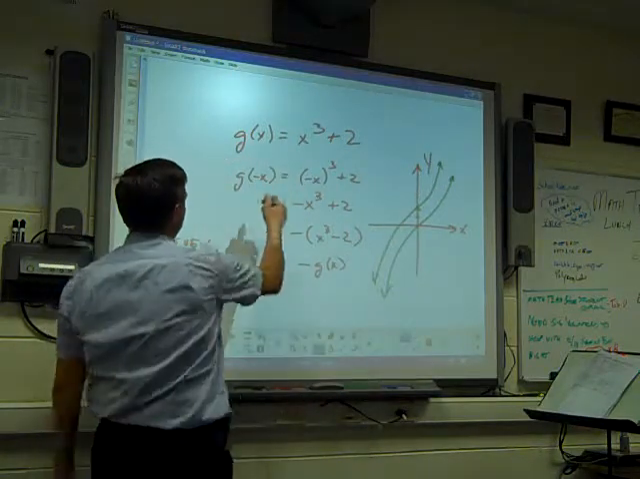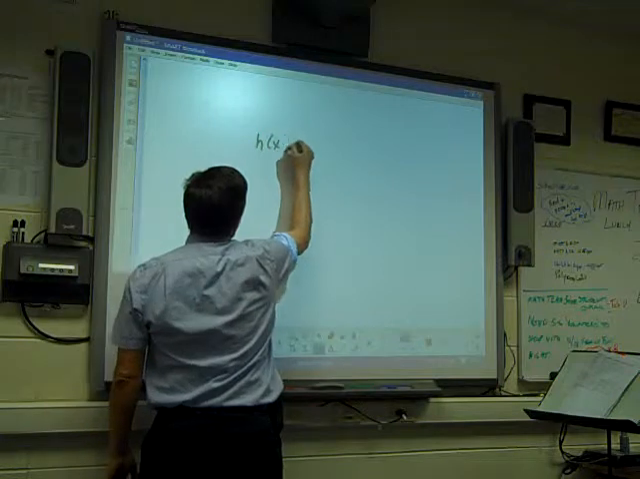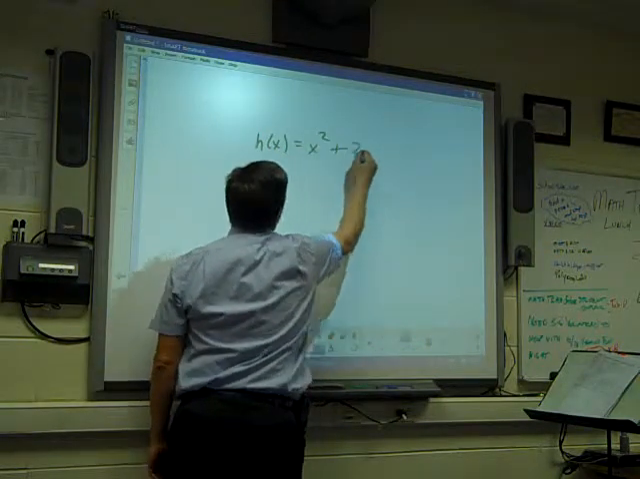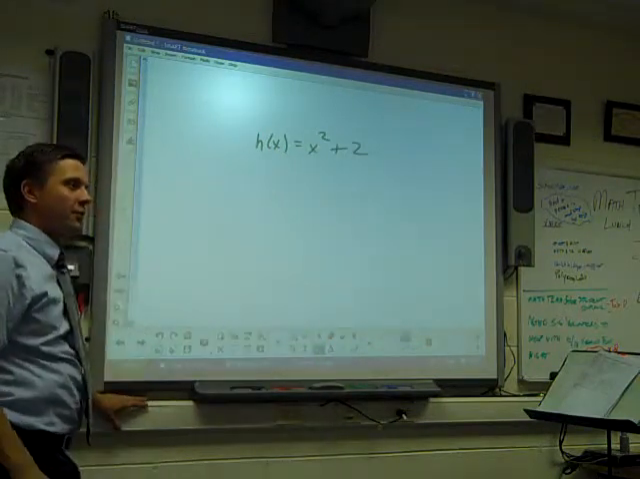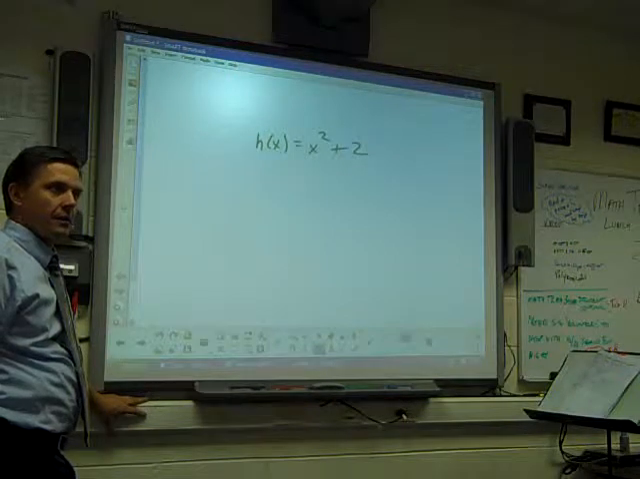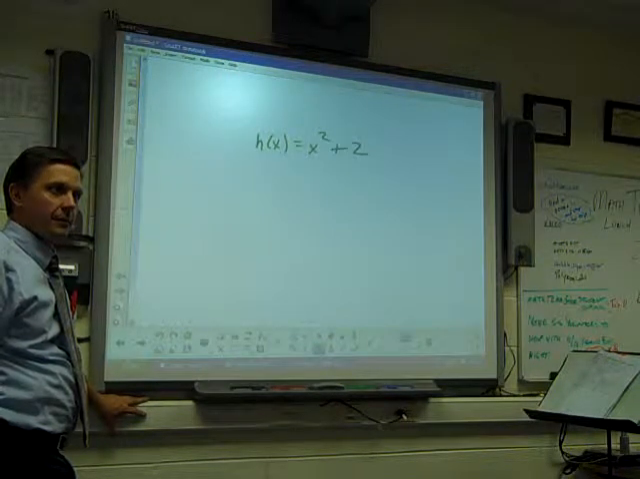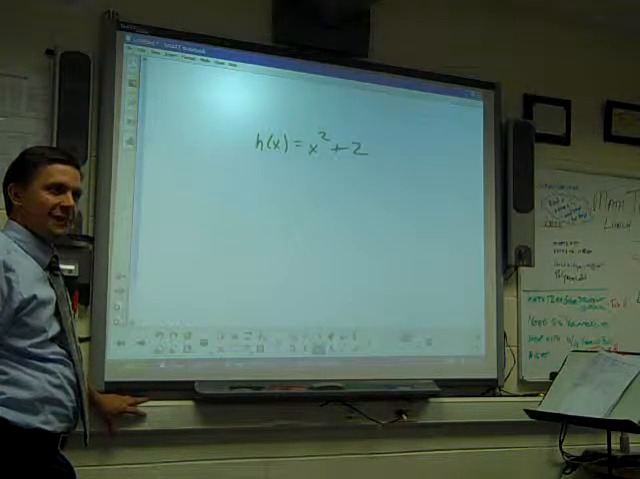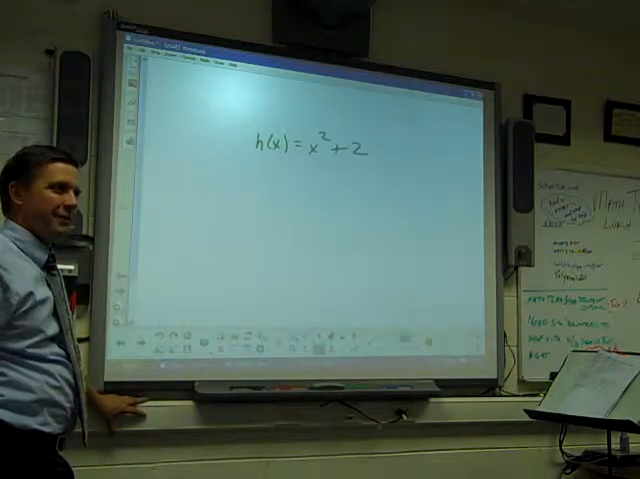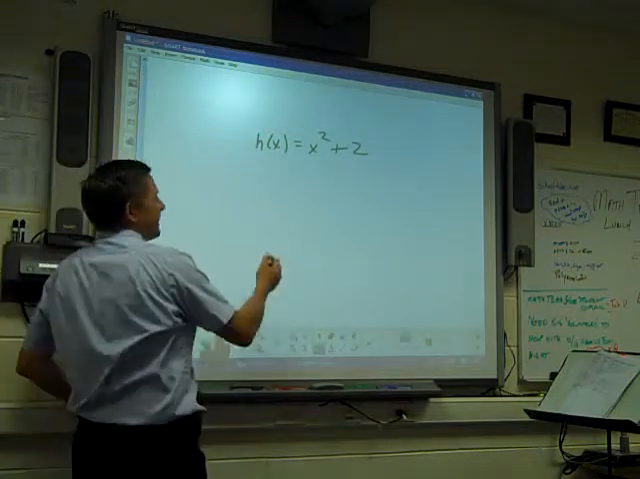What if we shift an even function? h of x equals x squared plus 2. Is that going to be even, odd, or neither, you think? I think it's even. It'll be either even or odd.